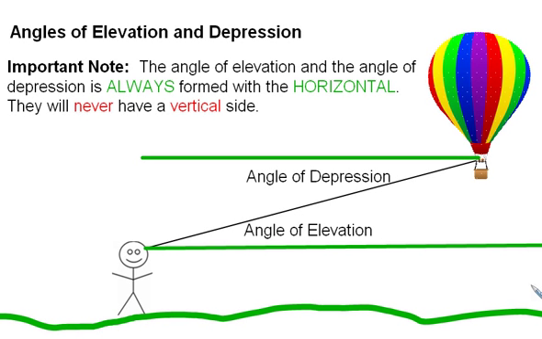The angle of elevation and the angle of depression is always formed with the horizontal. They will never have a vertical side. Notice one side of my angle of depression here is horizontal, and one side of my angle of elevation here is horizontal. So angle of depression, one horizontal side, angle of elevation, one horizontal side.